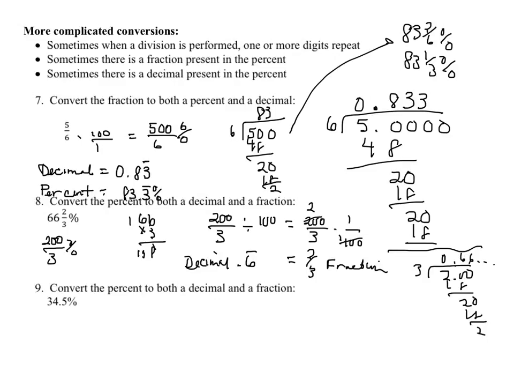Now convert this percent to both a decimal and a fraction. Well, there's a couple of things you can do. To convert it to a decimal is wicked easy. You're just going to divide it by 100, move the decimal point 2 places to the left. So the decimal, done. That's the decimal, okay?